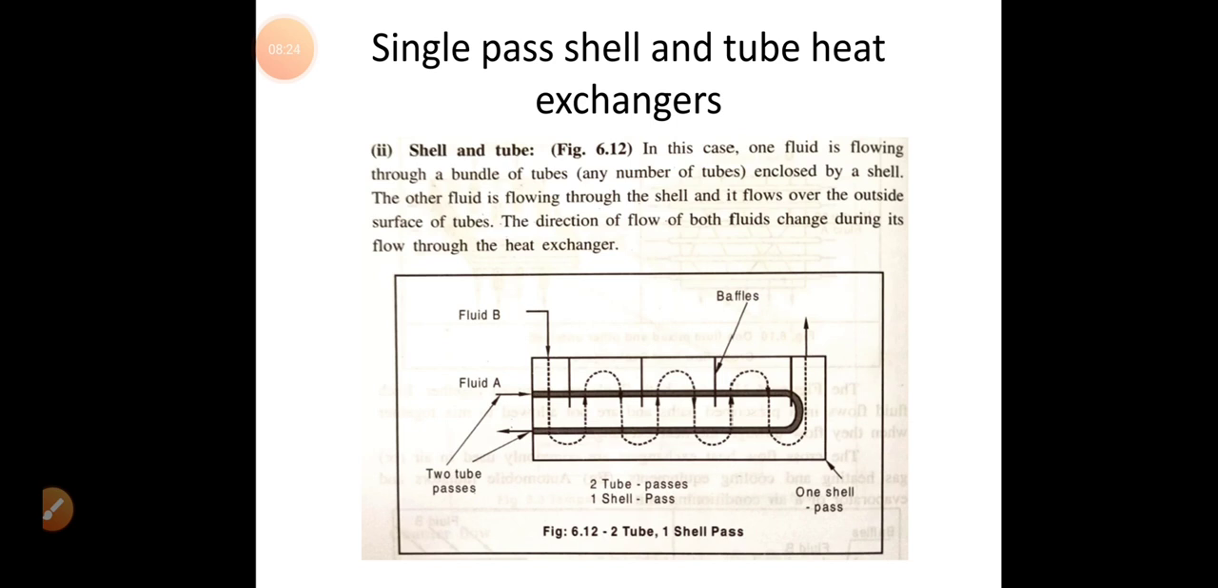The next type is shell and tube, single pass shell and tube heat exchanger. Here, one of the fluids is flowing through a bundle of tubes which are enclosed by a shell. The other fluid is flowing through the shell and it flows over the outside surface of the tubes, touching them. Here you can see that the tube is placed inside a shell in which one of the fluids can flow, and inside the tube itself another fluid will flow. There are baffles or baffle plates provided which enable the motion of the shell side fluid in a slow manner, which enhances the heat transfer.